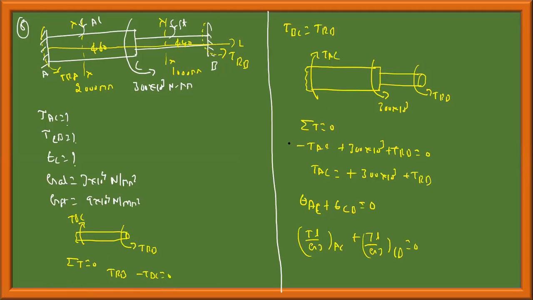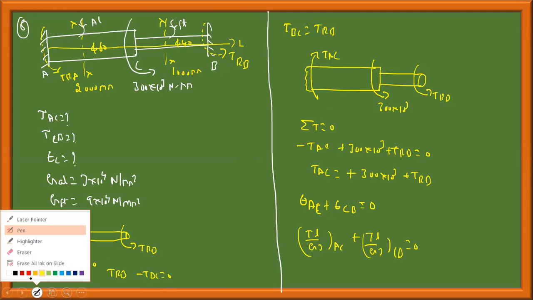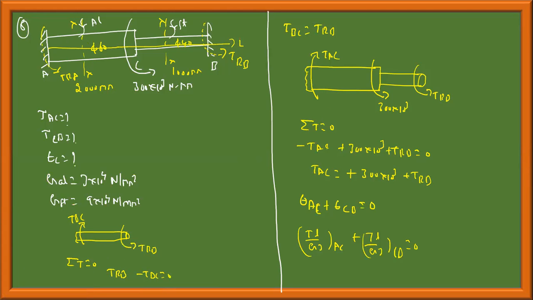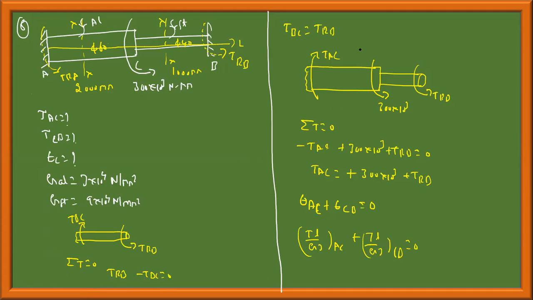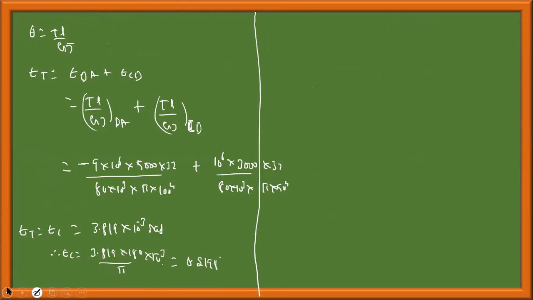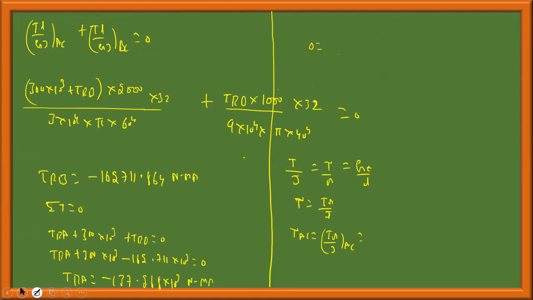If you come back to this equation, TBC is equal to TRB, and TRB is equal to minus 162.711 into 10 power 3. Therefore, TBC is equal to minus 162.711 into 10 power 3.